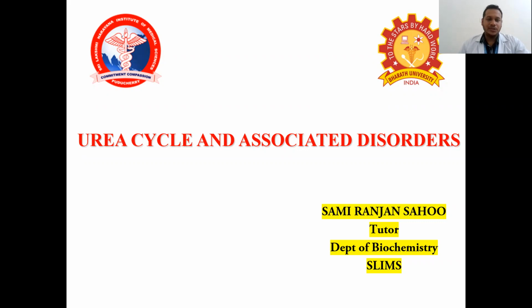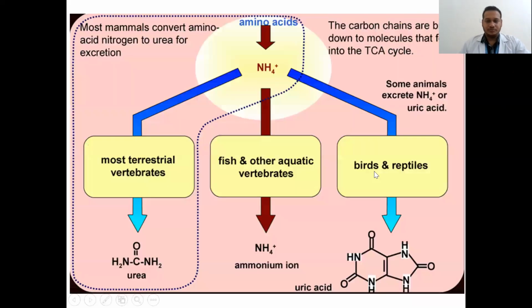And the topic is urea cycle and associated disorders. First, ammonia is released mostly as urea in terrestrial vertebrates, as ammonium ion in aquatic vertebrates, and in birds and reptiles it gets excreted as uric acid.